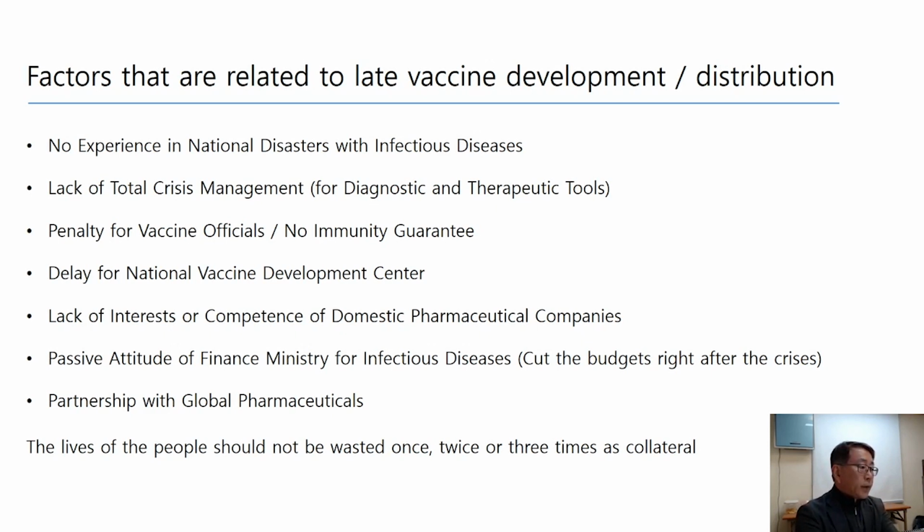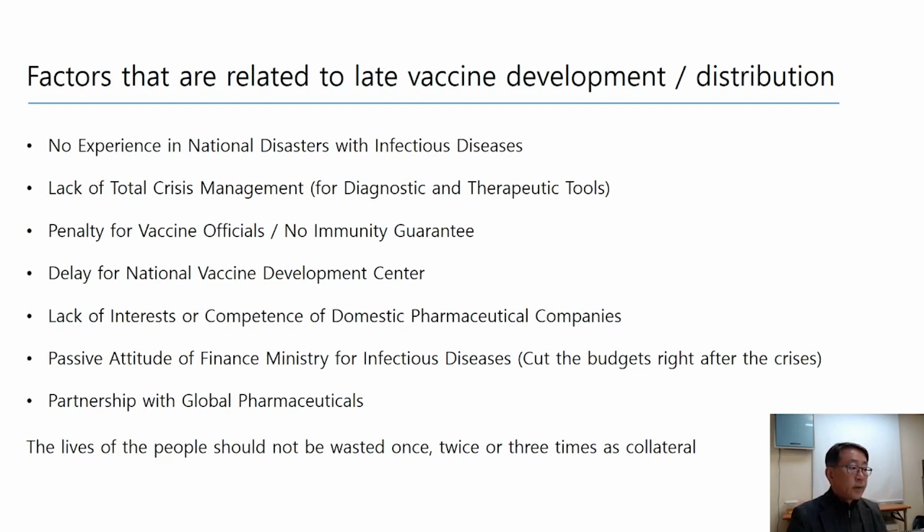And the fifth factor is a lack of interest or competency of Korean pharmaceutical companies. They didn't have a previous record of making successful vaccines for SARS or MERS or any other disease, except the hepatitis C virus vaccine developed by Green Cross Pharma.